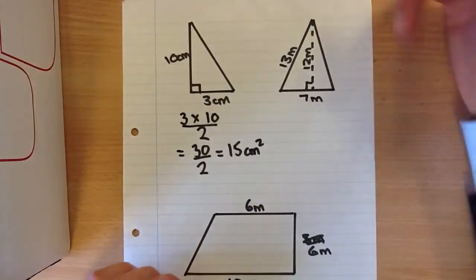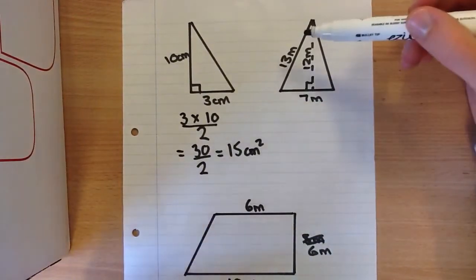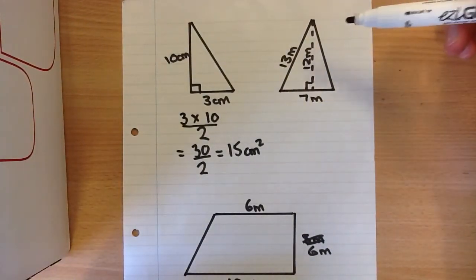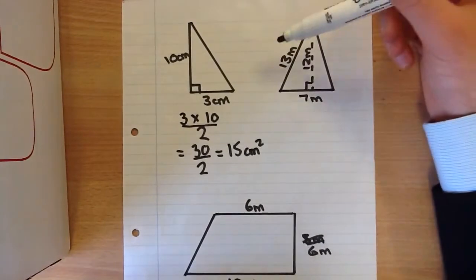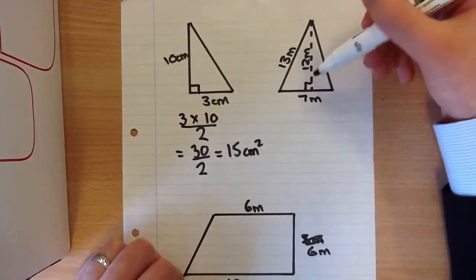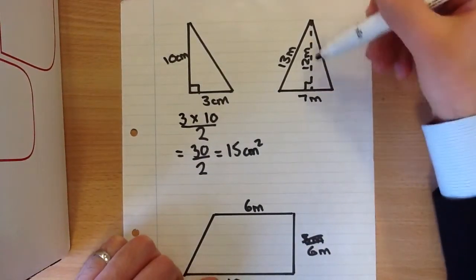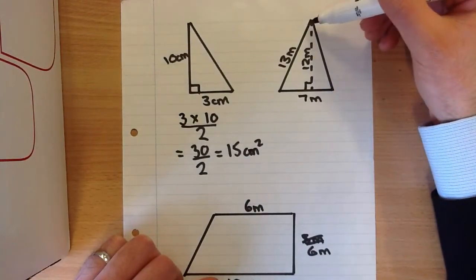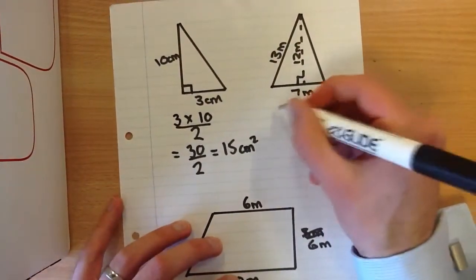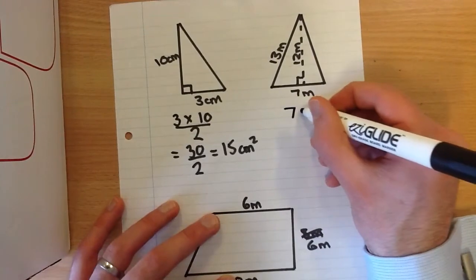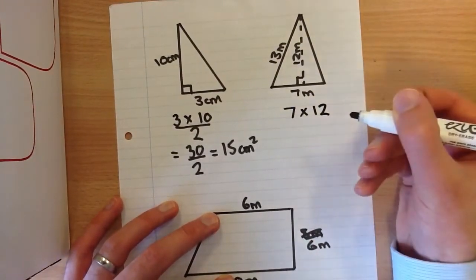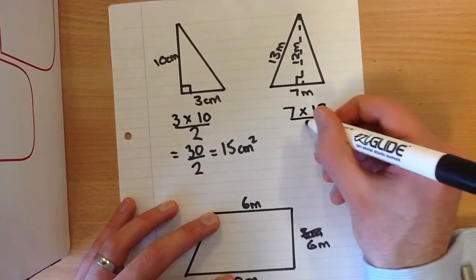In this second question, make sure you're not caught out by this 13 metres. It's there to put you off. You can see here that the perpendicular height of the triangle is 12 metres. So in this question, we do the base, 7, times by the perpendicular height, 12, and then we halve our answer.